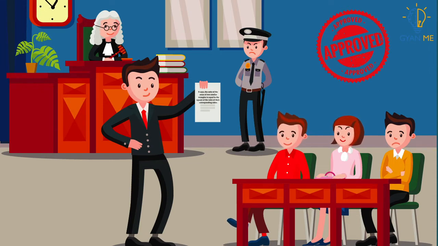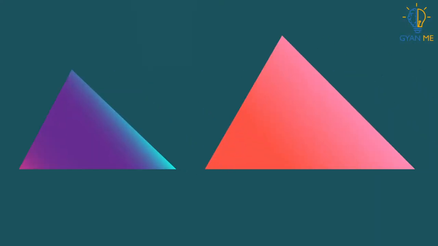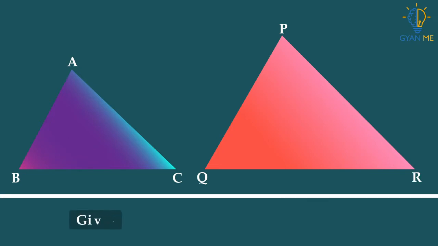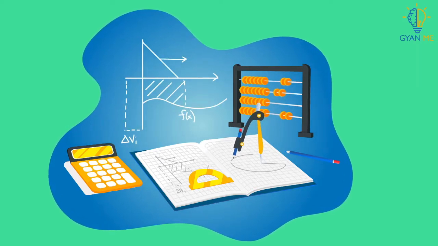So this theorem says the ratio of areas of two similar triangles is equal to the square of the ratio of their corresponding sides. So for this, let's make two triangles ABC and PQR. This time it is already given to us that triangle ABC is similar to triangle PQR. Again, to prove this theorem, we'll have to do some construction.